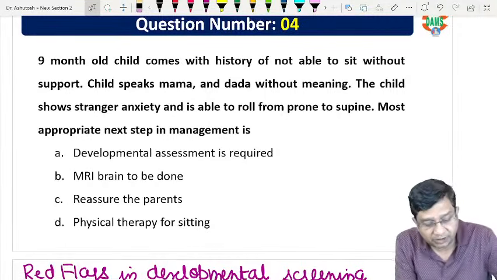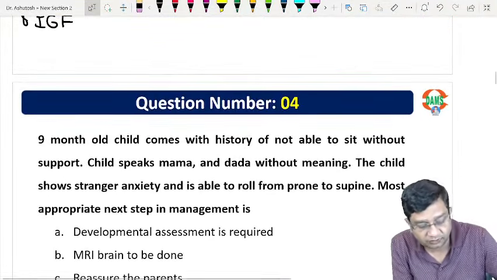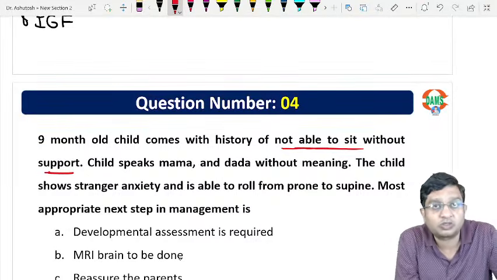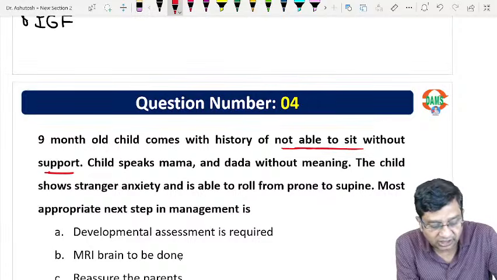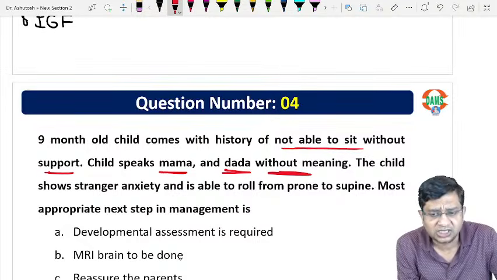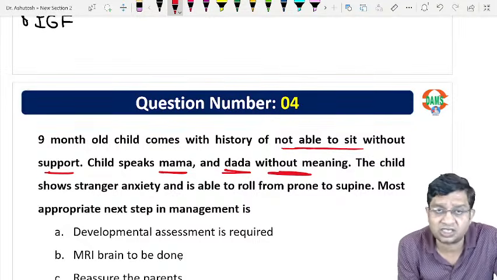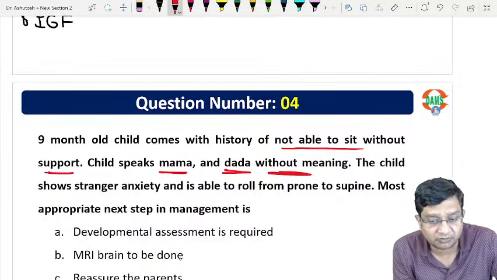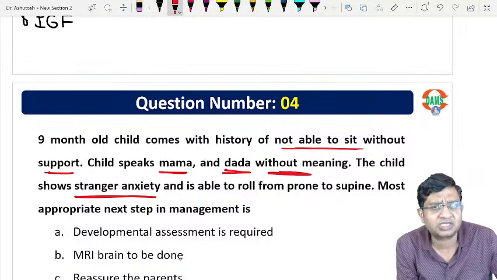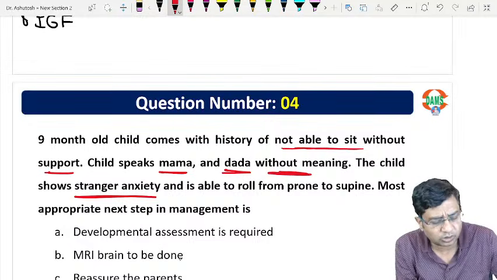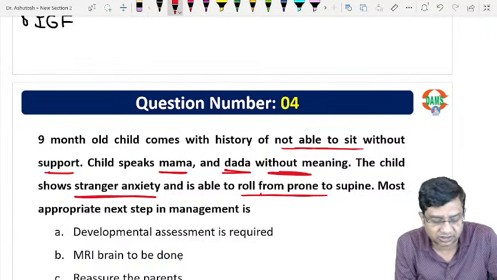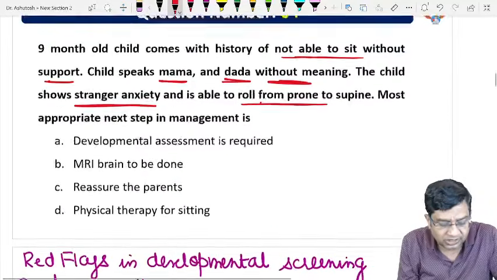Next one, a 9-month-old child comes with a history of not being able to sit without support. Yes, this is a sign of gross motor developmental delay. Child speaks mama, dada without any meaning. Yes, speaking bisyllables indiscriminately at 9 months is normal. Child shows stranger anxiety, which basically comes at 6 months. This in a 9-month child is okay. And is able to roll from prone to supine, which normally comes at 6 months. So what is the next appropriate step in management?